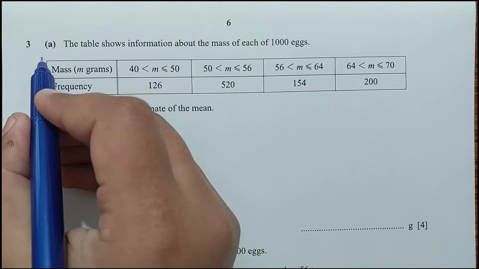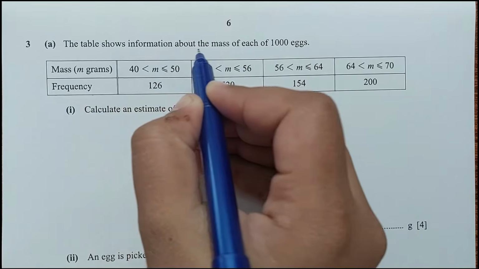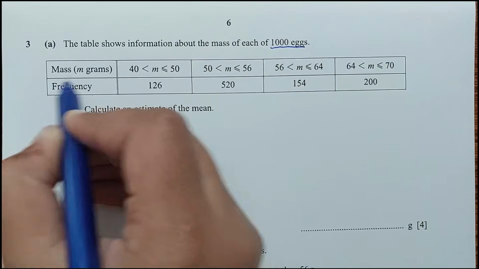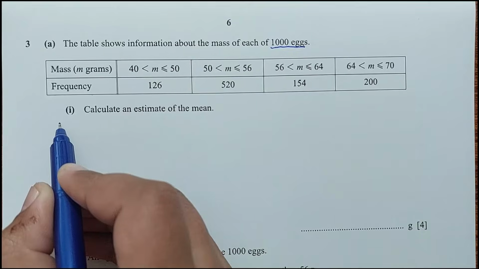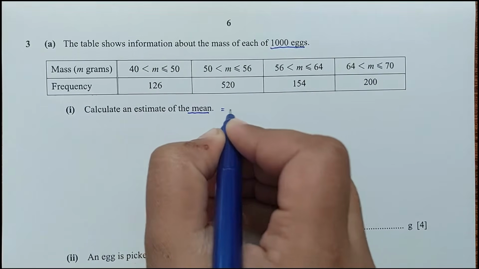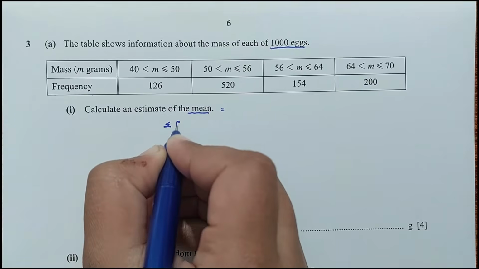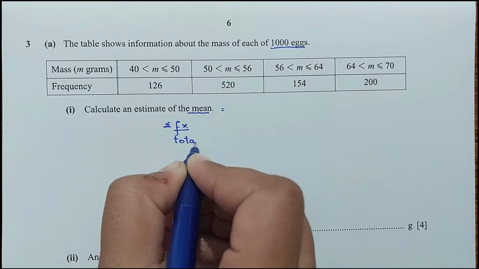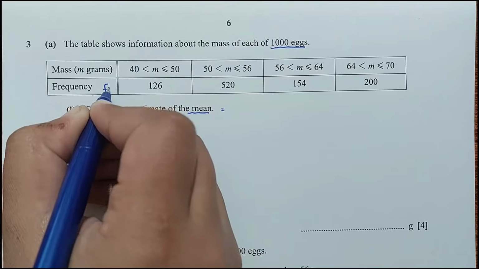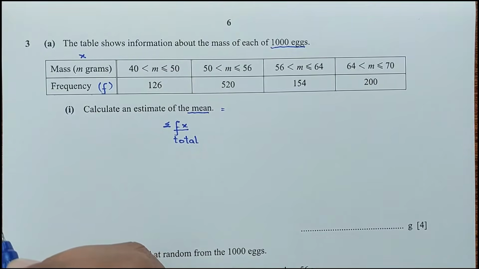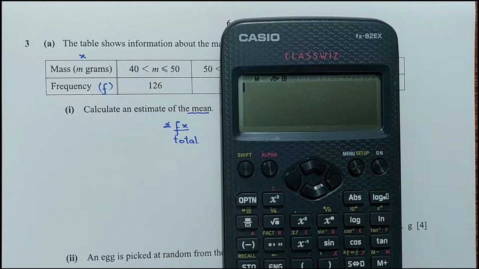Question number 3, part A. The table shows information about the mass of each of 1000 eggs. The mass in grams and the frequency we have given. Number 1, calculate an estimate of the mean. Mean is the sum of fx divided by the total, right? So f is the frequency, x is the midpoint of the intervals, right? So we have to calculate the midpoints of the interval by adding the endpoints and dividing by 2.